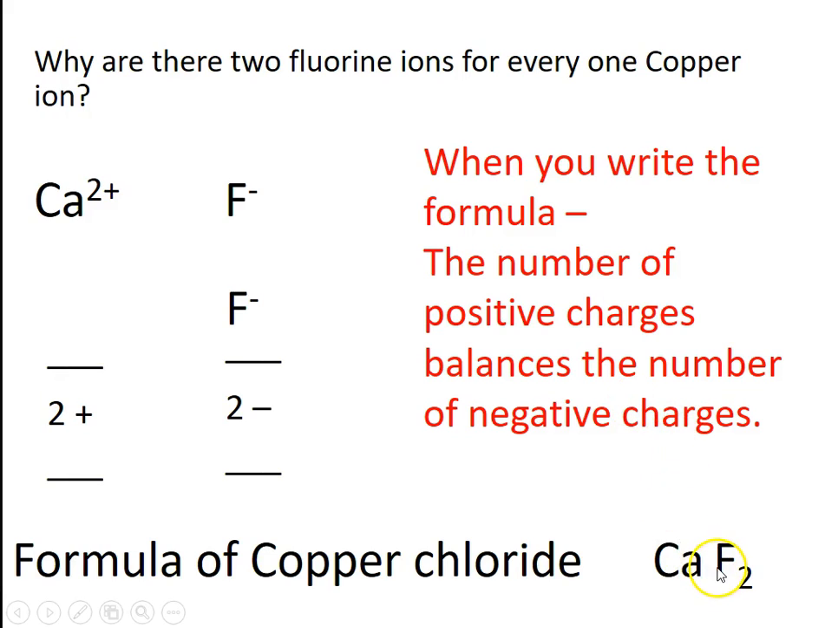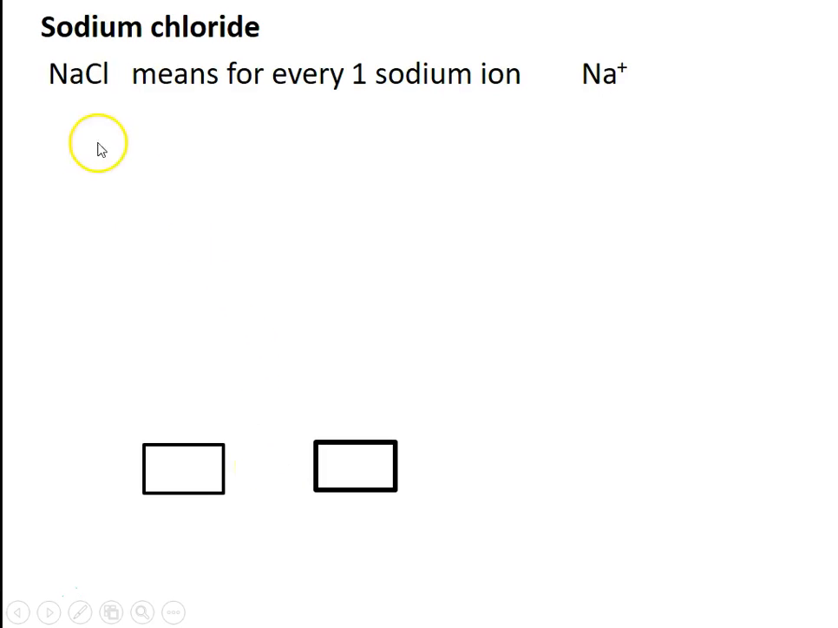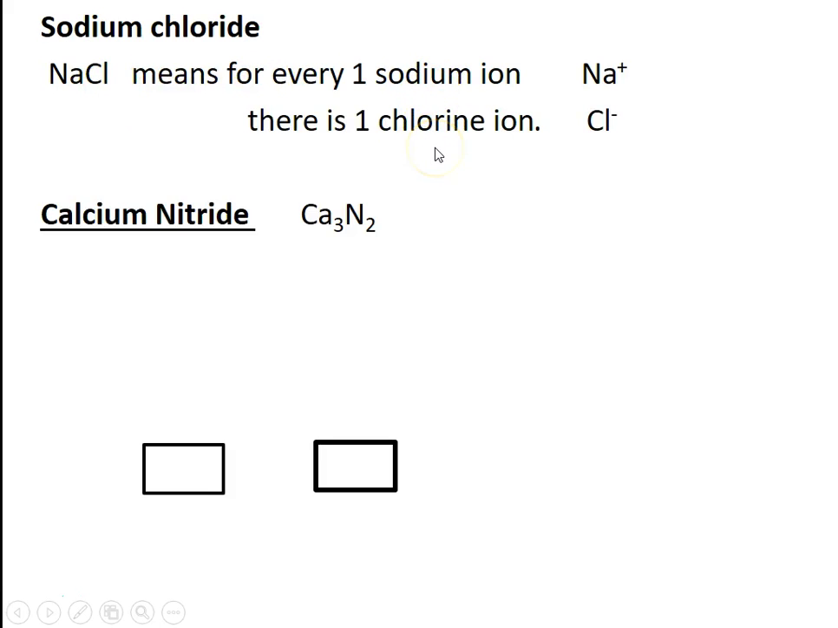So to write the formula, you leave the charges off. So write CaF, leave the charges off, and then just put how many you need. You can write the 1 if you want. I need 1 of those for every 2 of those, so that I have 2 positives and 2 negatives. Okay, sodium chloride. I've left the numbers off here. It's Na1, Cl1, which means for every 1 sodium ion, there's 1 chlorine ion.